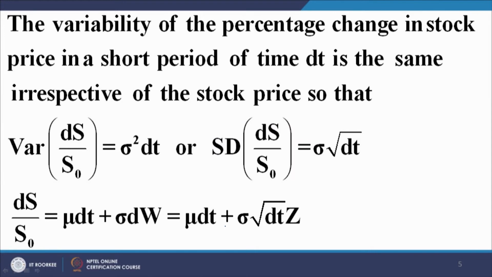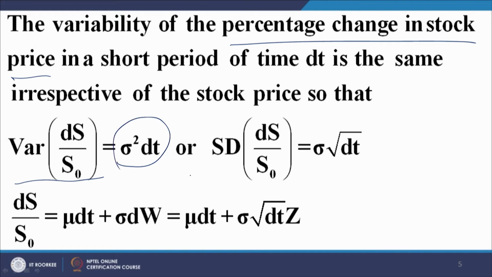And then we talk about the second assumption. The variability of the percentage change in stock price in a short period of time dt is the same irrespective of the stock price. So, we can write this as the variability of the percentage change in the stock price. This is given by the expression that I underlined just now. Please note again, the word used is percentage change in the stock price, not absolute change in the stock price, and therefore, because we are using the percentage change, we use the variance of dS upon S0. This gives us the percentage change in the stock price, and you take the variance thereof, and that is modeled as sigma square dt.